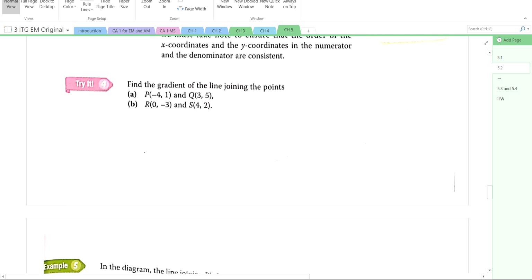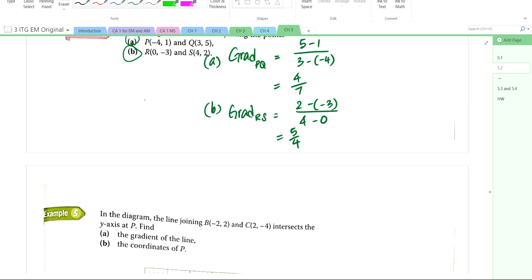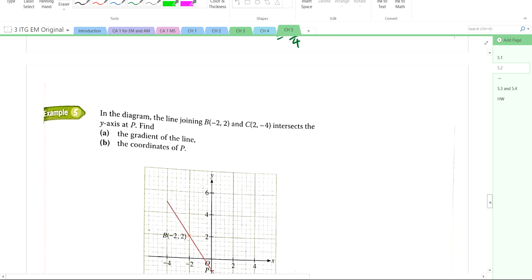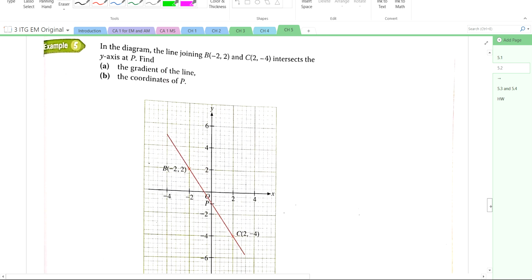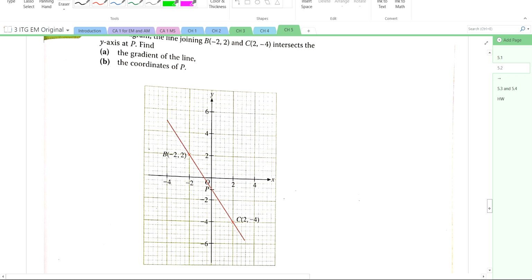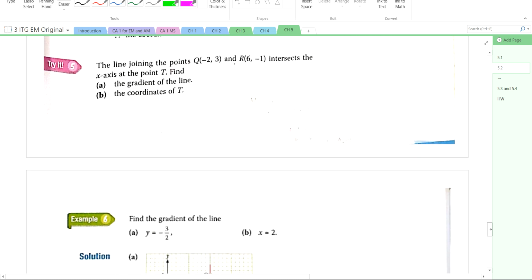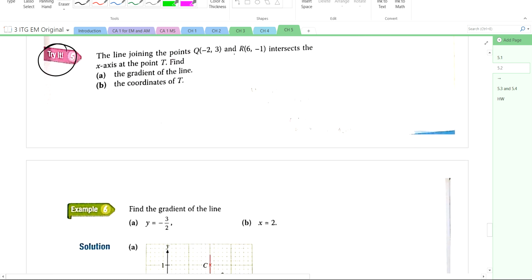So now just quickly, in your pairs, somebody do part A, somebody do part B, and I will show you the answer for Try It 4. Use any of the formulas that you have learned and use it correctly. Too simple already, right? It's already given to us. Okay, let's try Try It 5.